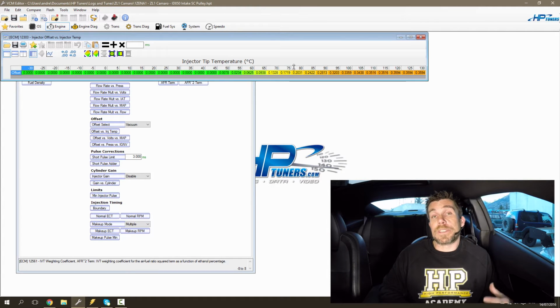However, once we get up to the higher temperatures, particularly in the 80 to 95 degree range, which we're quite likely to see with our engine hot, we can see that the numbers are significantly more positive. What this does is it adds to the injector offset value, which essentially holds the injector open longer, delivering more fuel and resulting in our rich after reflash situation.